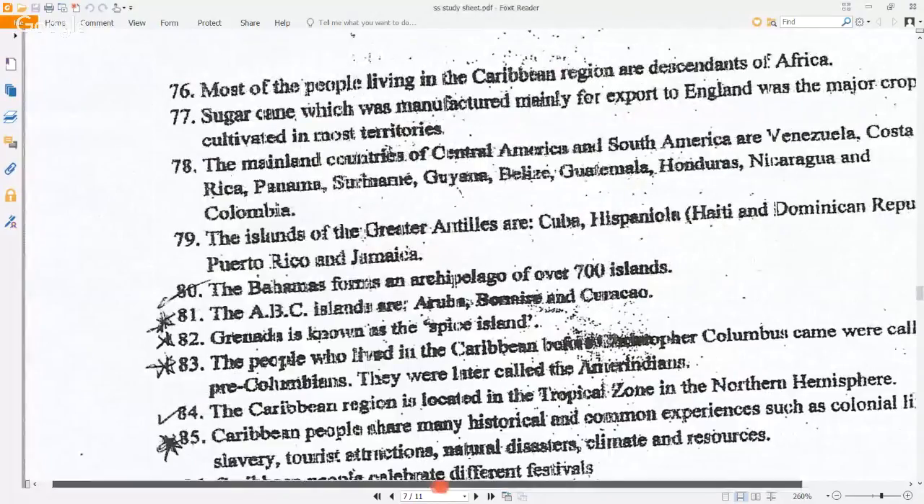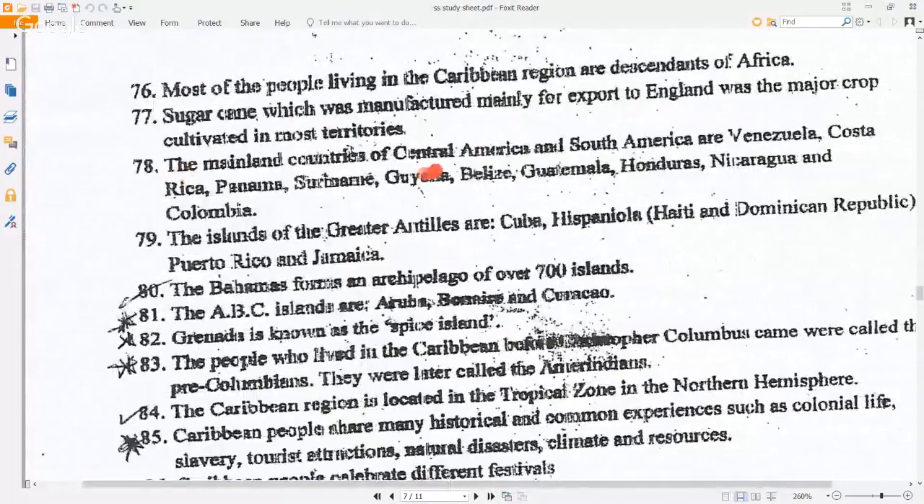78. The mainland countries of Central America and South America are Venezuela, Costa Rica, Panama, Suriname, Guyana, Belize, Guatemala, Honduras, Nicaragua, and Colombia. So those are mainland territories. They are not islands.